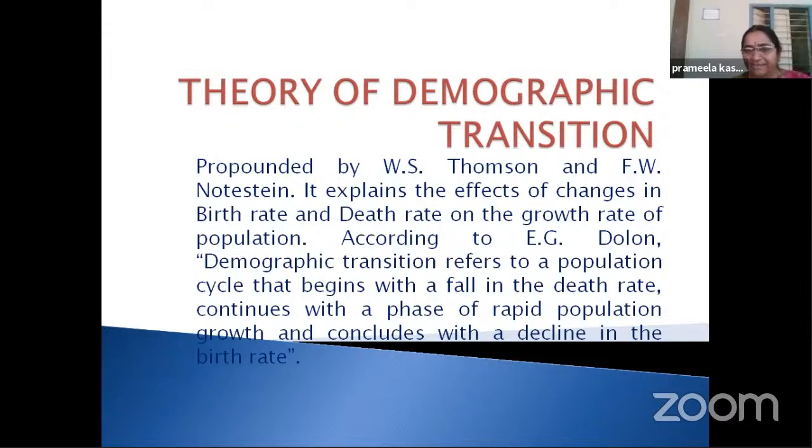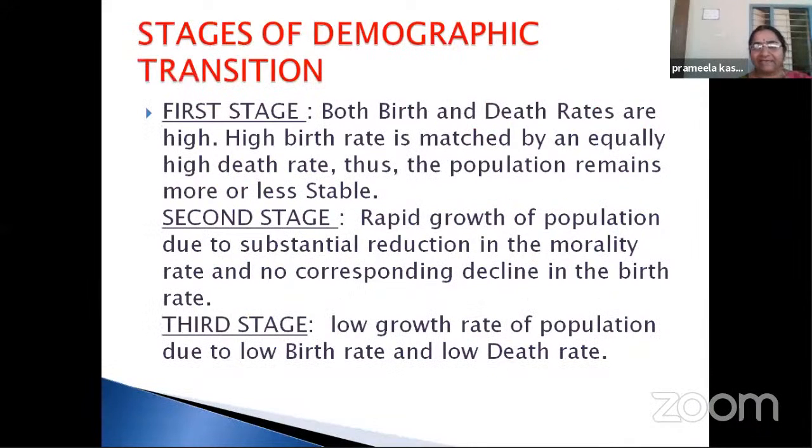That means we can find that population increases in a cyclical way. First there is a fall in death rates, next it continues with high population growth, and it concludes with a decline in birth rate also. So this theory explains how birth and death rates influence the population explosion in the economy. According to this theory, every economy passes through three stages: the first stage, second stage, and third stage.